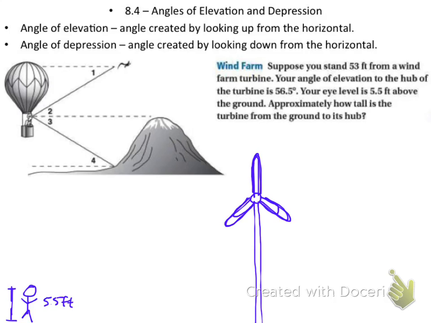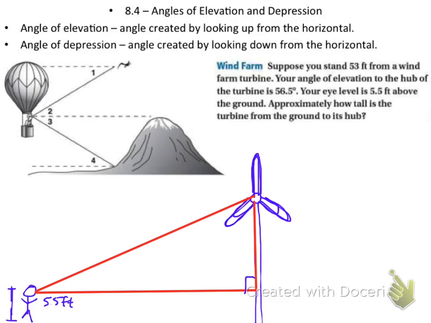And so again, from my eye level, I'm going to make a line going into the hub, then a line straight down like that, and then connect the dots together. So this is my right triangle.